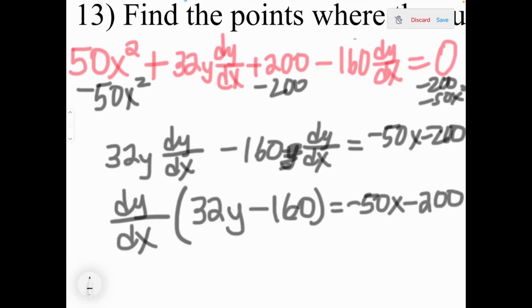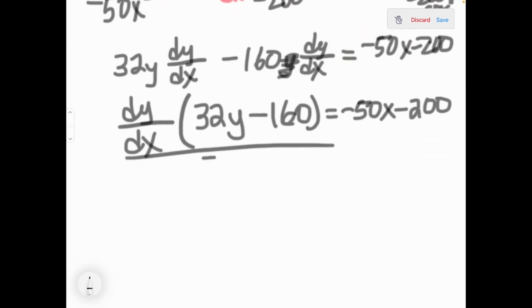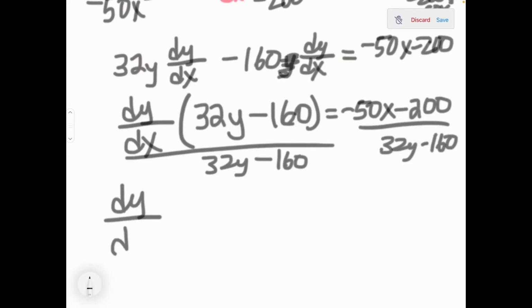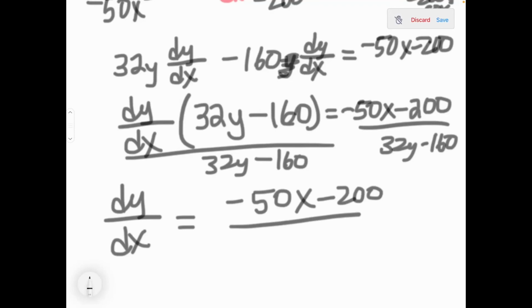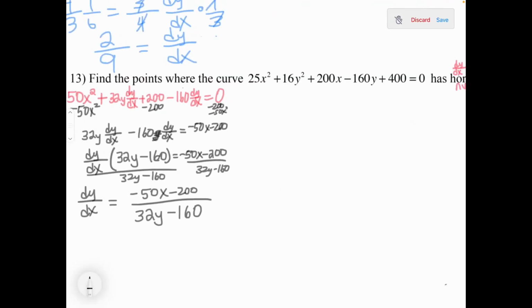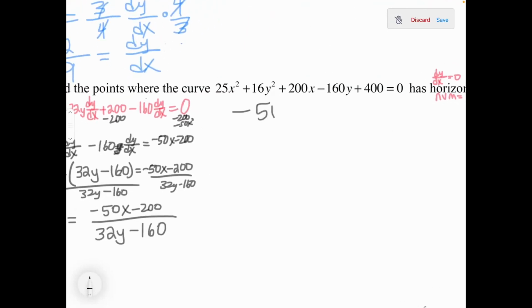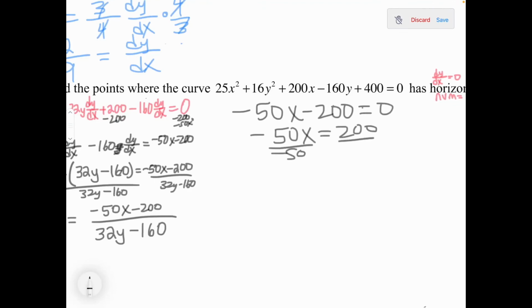minus 200. And now we can divide by this 32y minus 160 on both sides. So we end up with dy/dx equal to negative 50x minus 200 over 32y minus 160. Now to find those horizontal tangents, we set the numerator equal to 0. We get negative 50x minus 200 is equal to 0. Add 200 to both sides, we get negative 50x equals positive 200. Divide both sides by negative 50, and we get x equals negative 4.